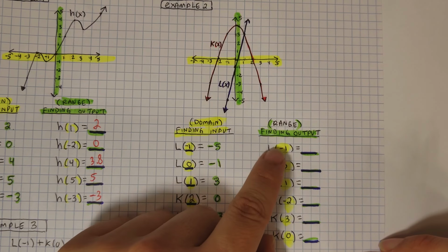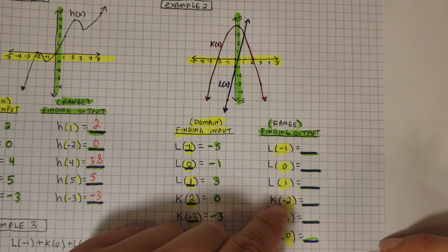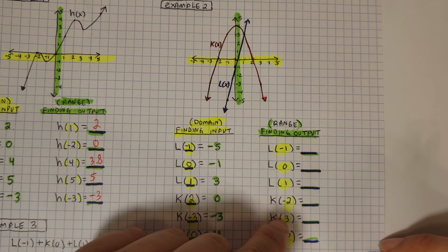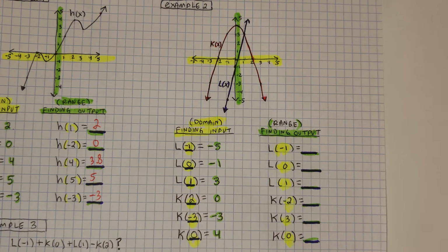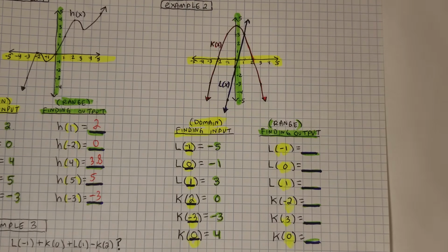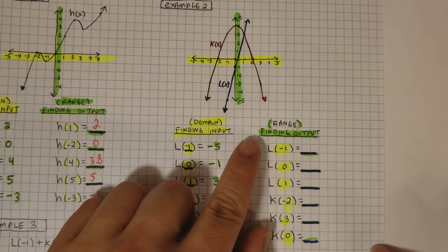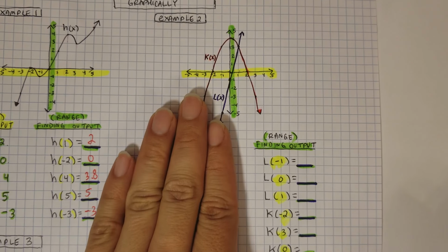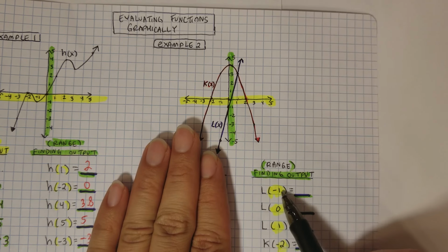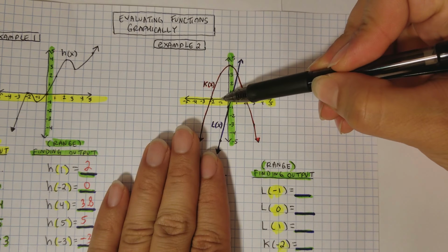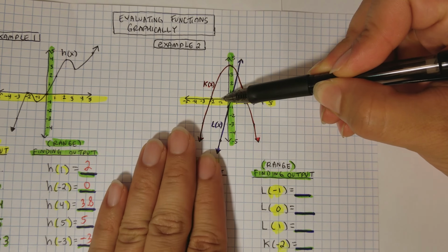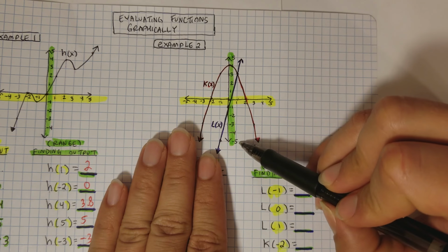So they want us to plug in these numbers, -1, 0, 1, -2, -3, positive, and then 0, and try to figure out what is the output depending on which letter they're talking about, which function they're talking about. So I'm going to cover this up for right now, so that way it doesn't confuse you. So L of -1, when we plug in -1 into function L, so that's the blue one, so go down towards the blue one, the output of that would be -5.